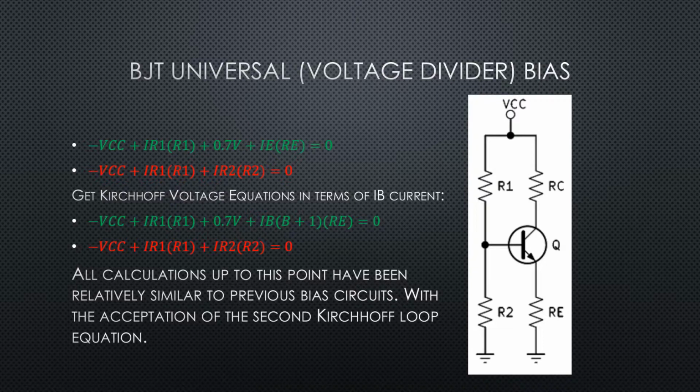And this is the point where I'm always trying to target IB. And so I can quickly see that IE is equal to IB times beta plus 1, and I can substitute that in. And now I've got current and resistances. And everything up to this point is pretty similar to what we've done on previous biasing circuits, with the exception of this one up to this point has a second path that we're looking at.